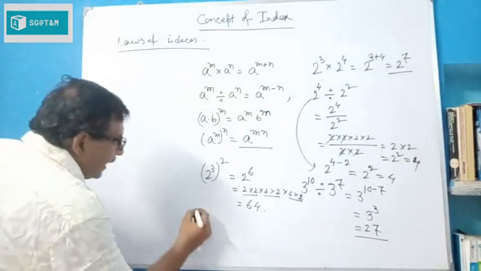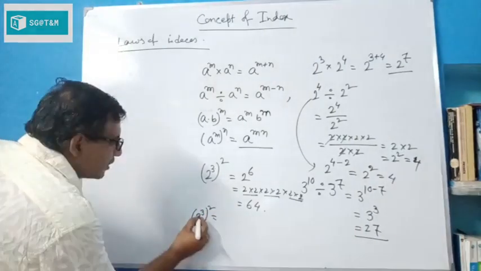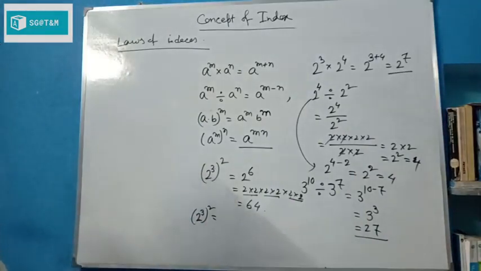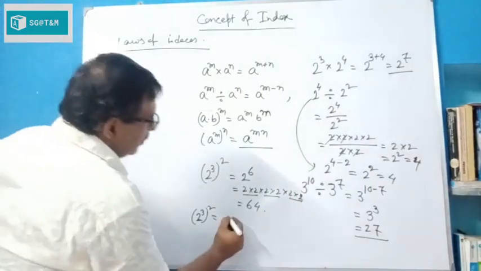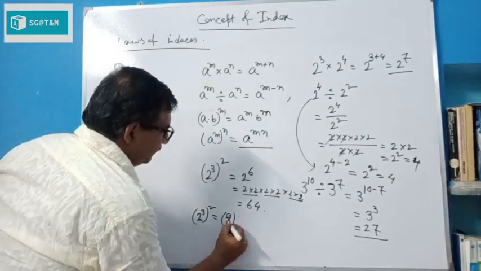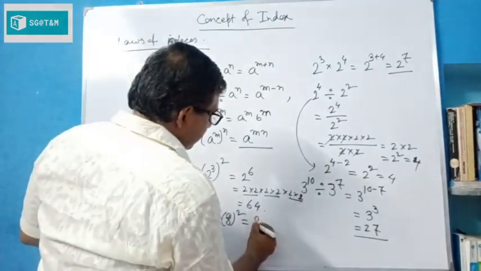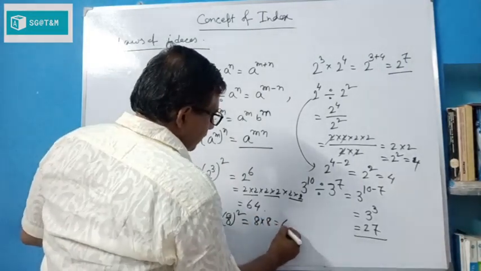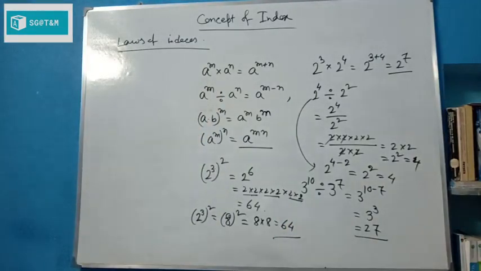Okay. And 2 cube whole square. If we take first this one, 2 cube, 2 cube is 2 into 2 into 2, that is 8. So 8 square. What is the value of 8 square? Square means 8 into 8, that is 64. So these are correct.